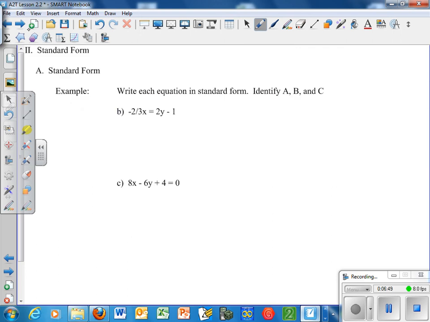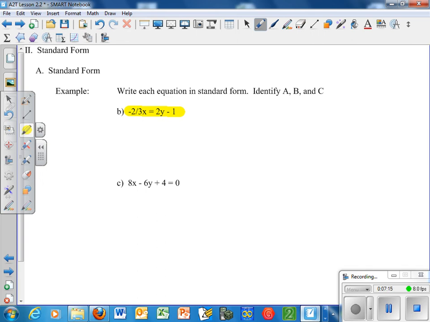Let's go to another example. Write each equation in standard form, identify A, B, and C. If you notice here, we got to get x and y on the same side. So some things to notice with this. Find your x term, because x and y are not on the same side. So find your x term. It's right here. Notice it's negative. We don't want it to be negative.